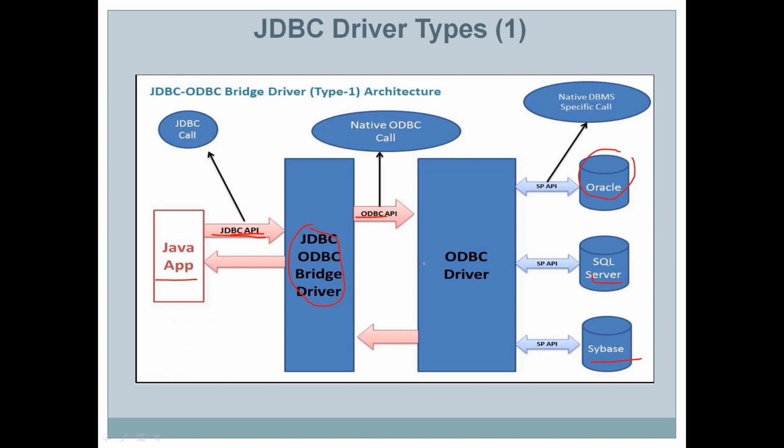As you know, ODBC is developed in C, so Java calls need to be converted into a C interface call, and that is done by this JDBC ODBC bridge. We call them native ODBC calls, and they are sent to the ODBC driver. Upon receiving the call from the JDBC ODBC bridge, the ODBC driver converts those calls into native DBMS specific calls.